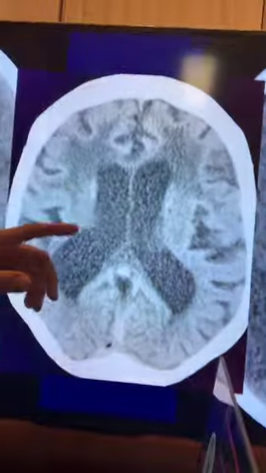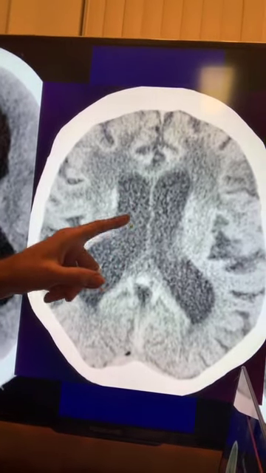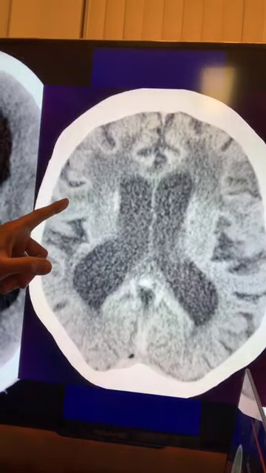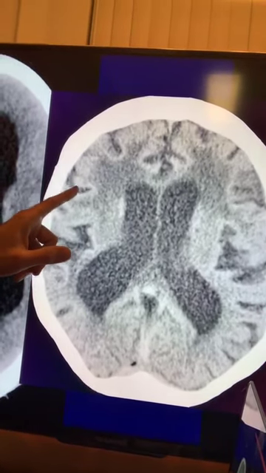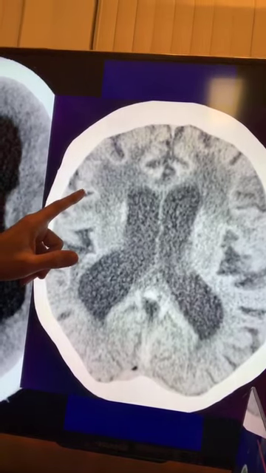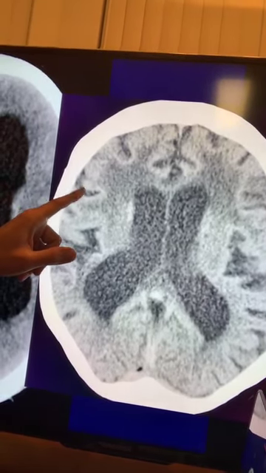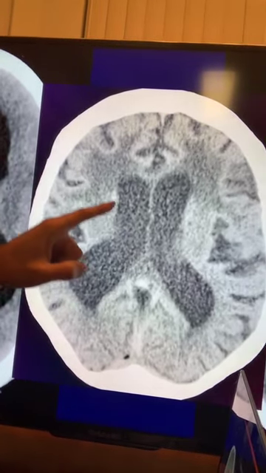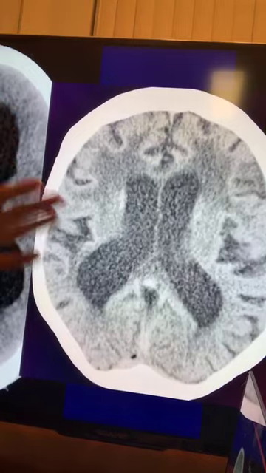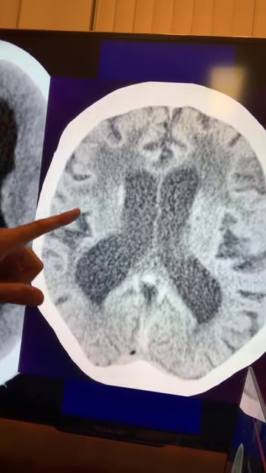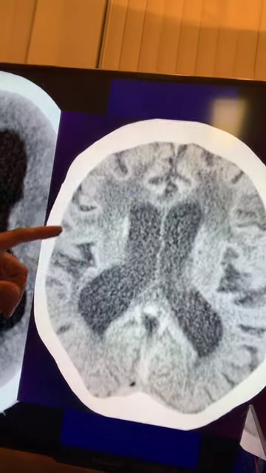Just to reiterate for anybody who's joining, ex-vacuo dilatation of the CSF spaces, not actually hydrocephalus. I have prominence of the sulci, which are these little valleys right here full of CSF. Those are prominent. Why are they prominent? Because the brain parenchyma, or the gyri, have atrophied. This is an atrophied brain, and the CSF spaces are now occupying that area that they're allowed to because the brain parenchyma has shrunk. This is right here, chronic microvascular ischemic changes.